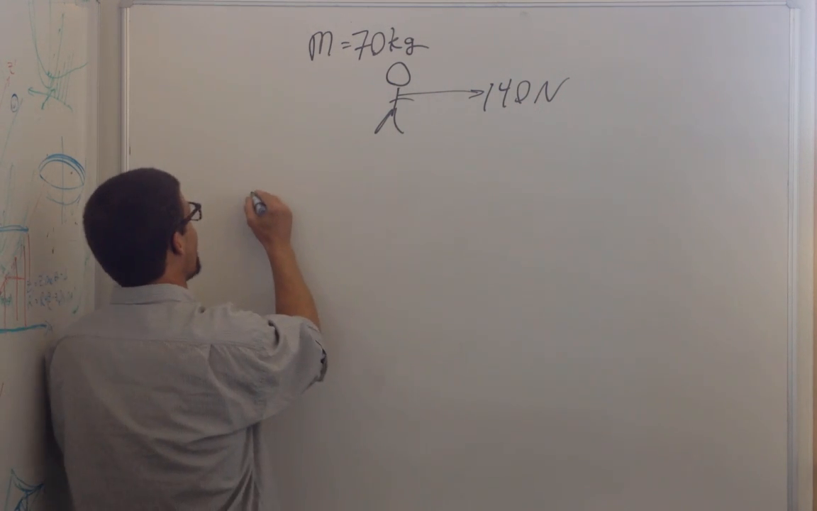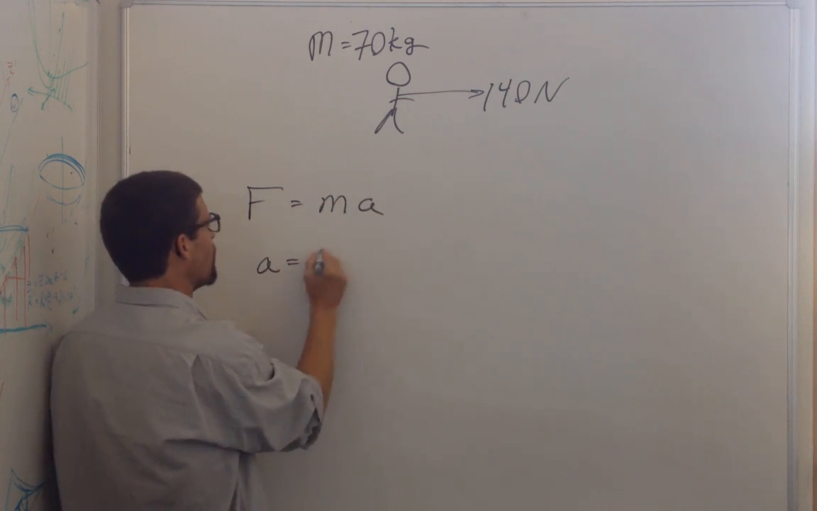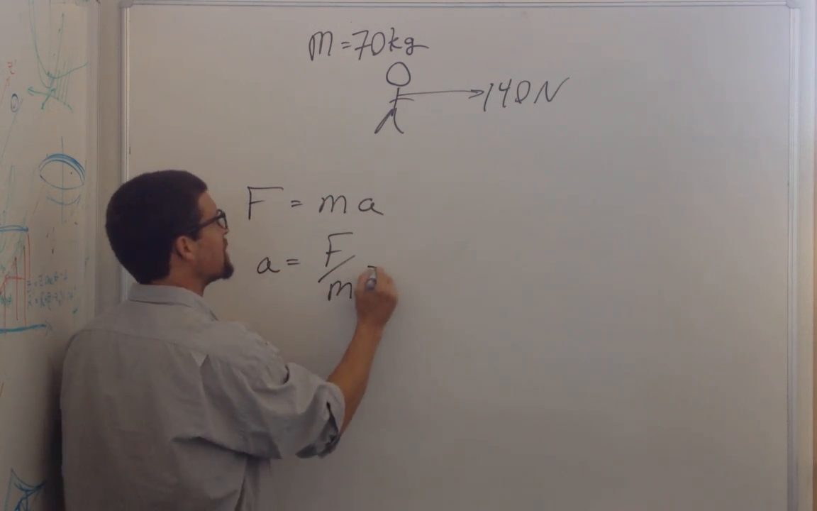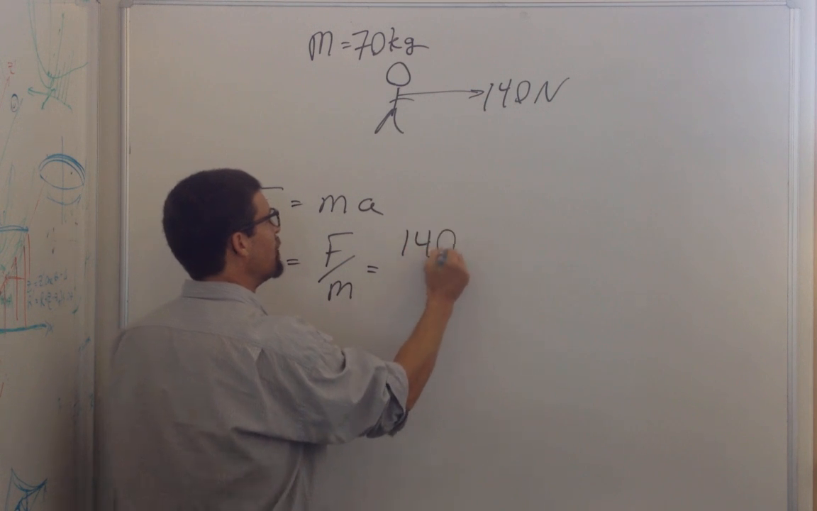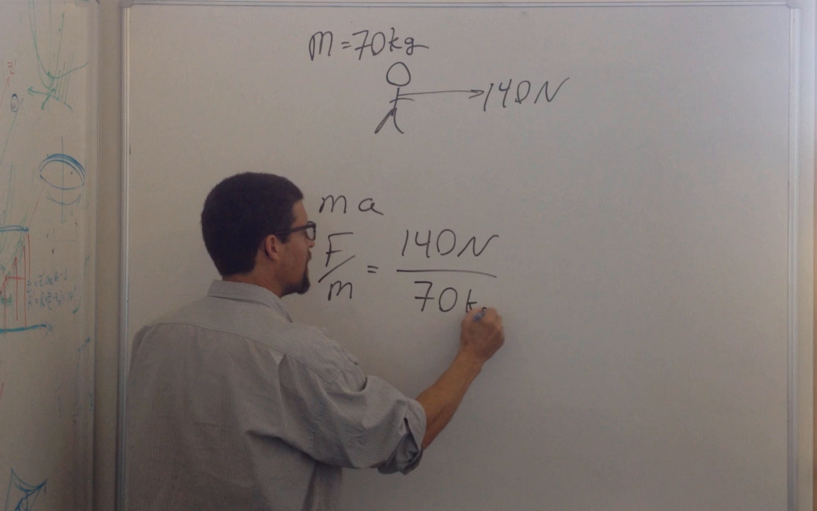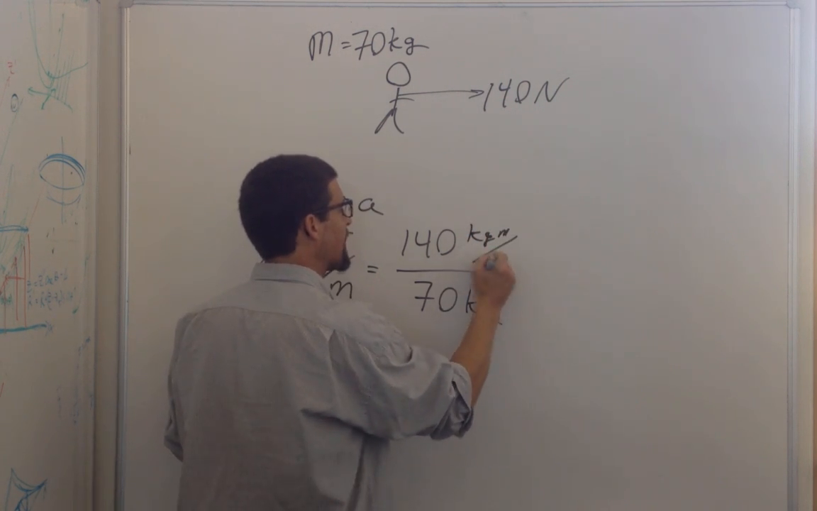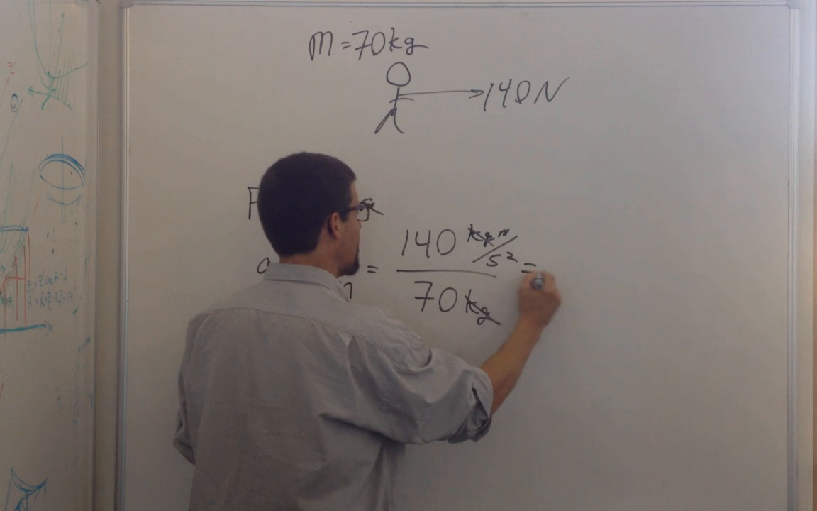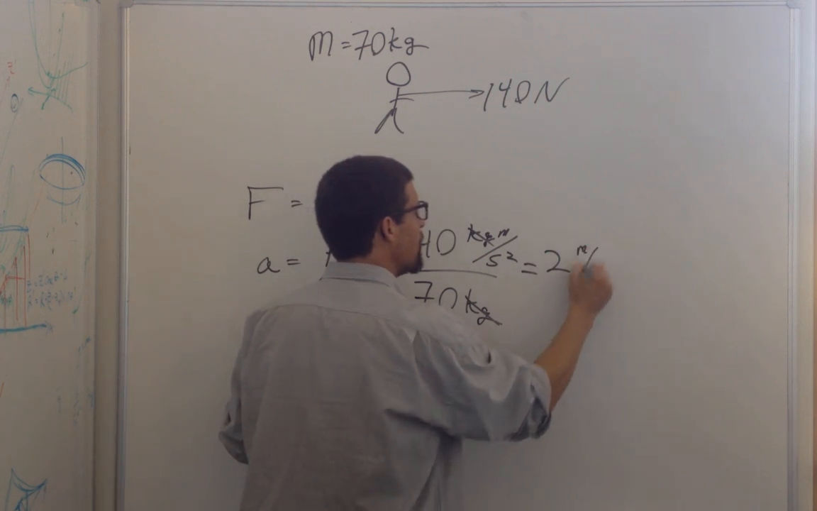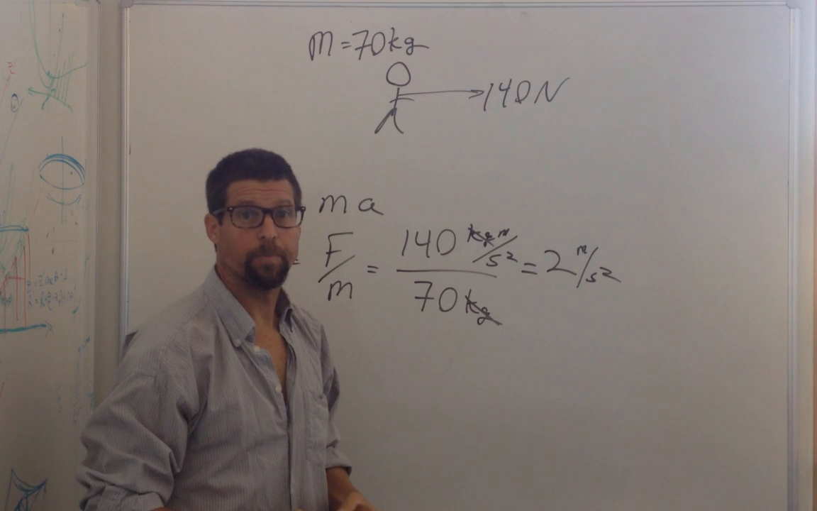So I can say, yeah, F equals ma, acceleration equals force divided by mass, is 140 newtons divided by 70 kg. A newton is a kilogram meter per second squared. Kilograms cancel, and I have 2 meters per second squared. I accelerate in this direction.